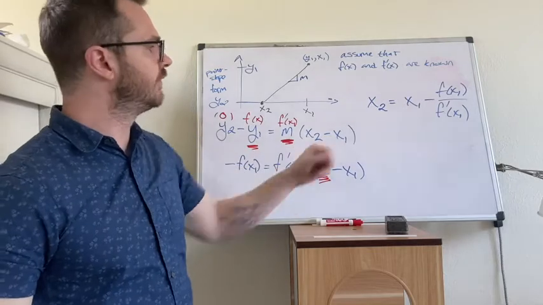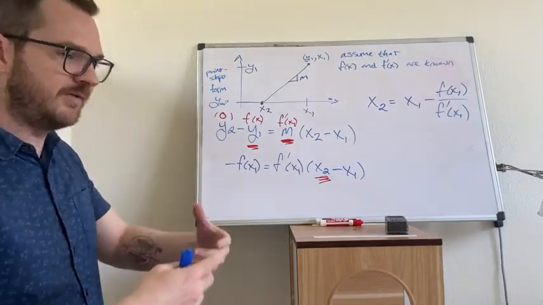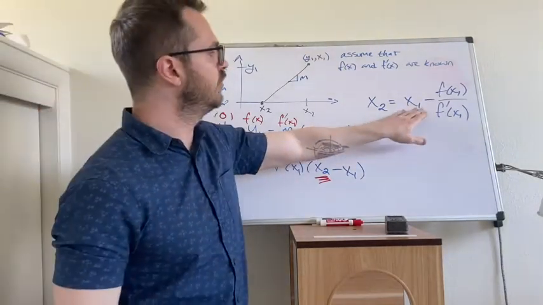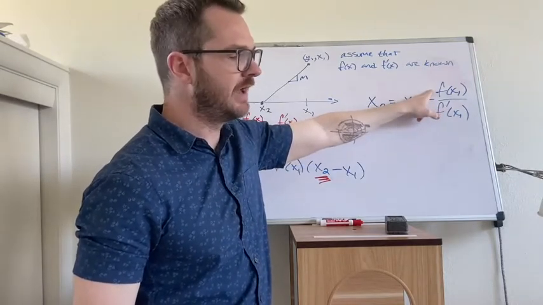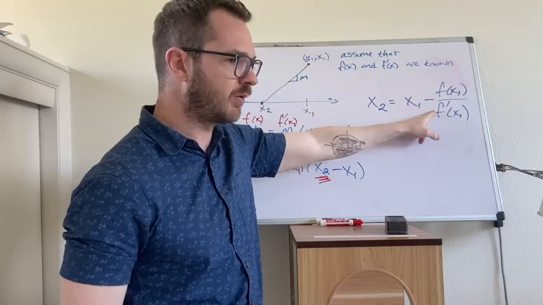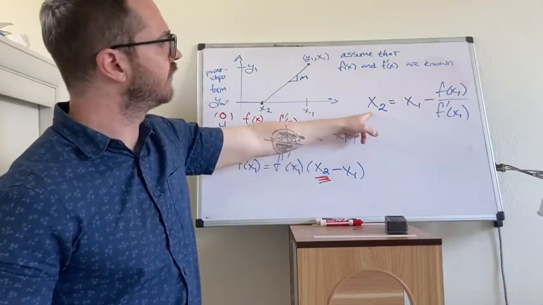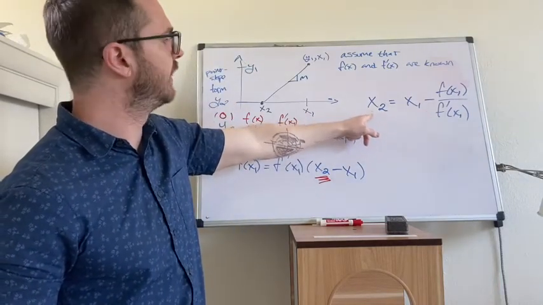This is your Newton-Raphson update step for the algorithm. You input some value of x1. You can evaluate the function, f of x1. You can evaluate the slope, f prime of x1. And then that's going to give you the update, x2.